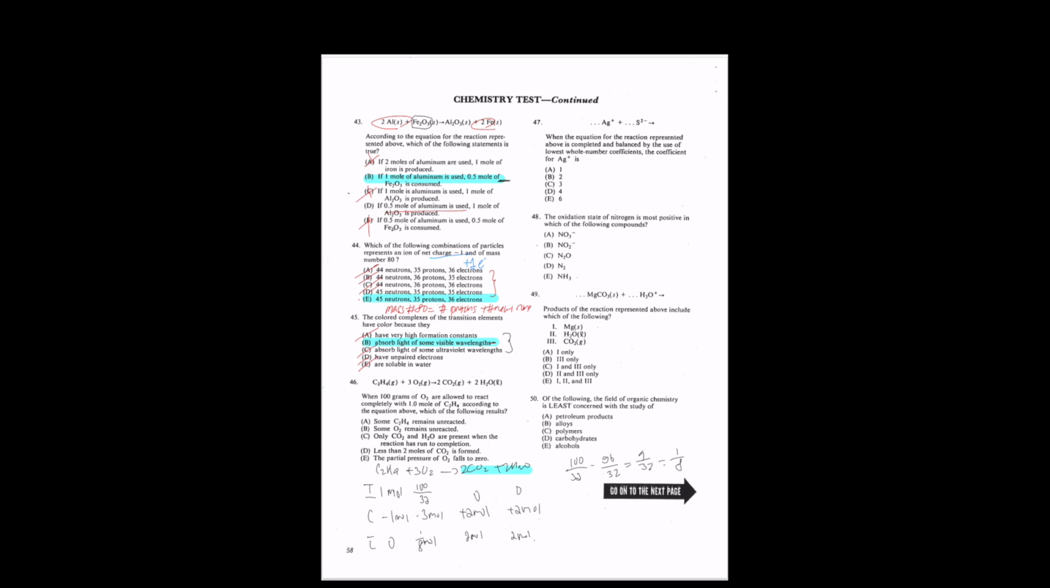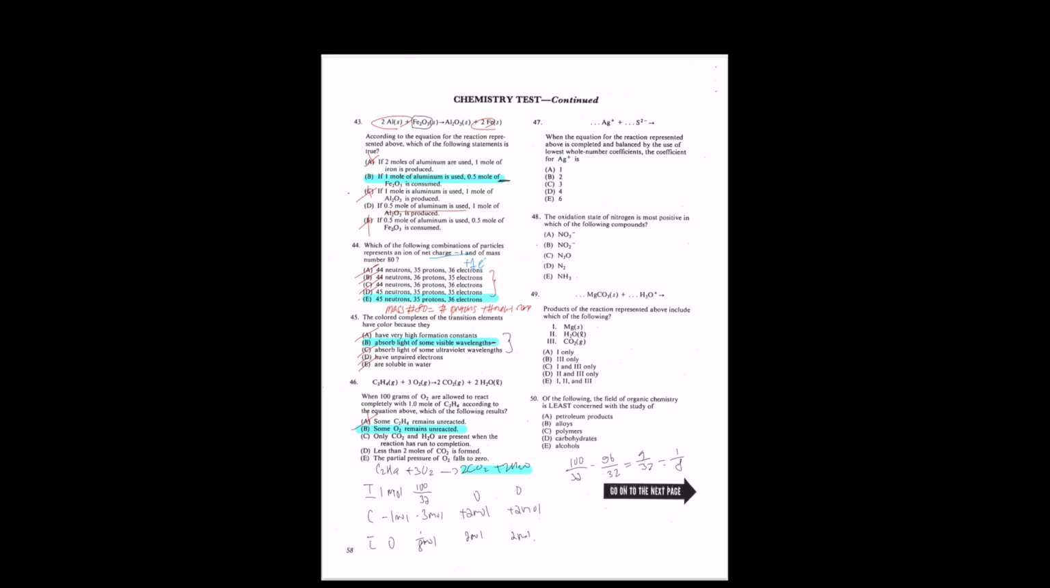So let's see the choices. Choice A, some C2H4 remains unreacted. That's false because the excess reactant here is the O2, right? Choice B, some O2 remained unreacted. So that should be correct, but let's keep looking if there are any other choices.